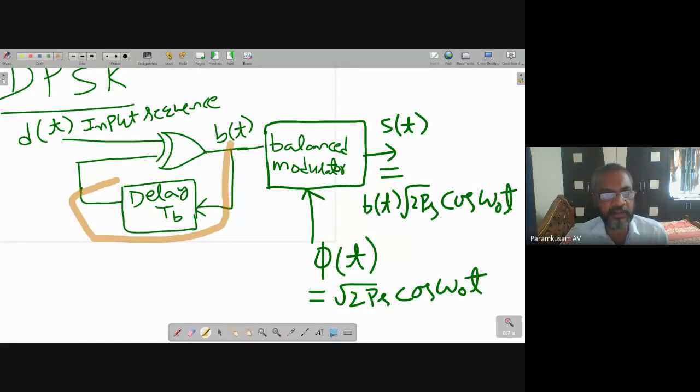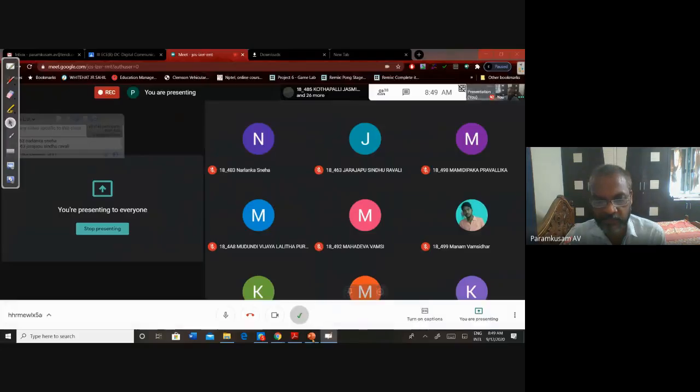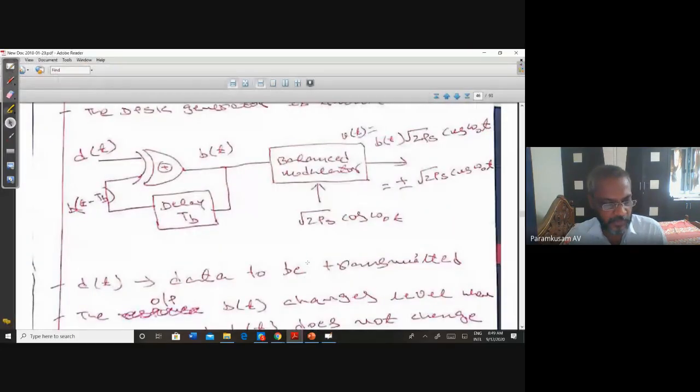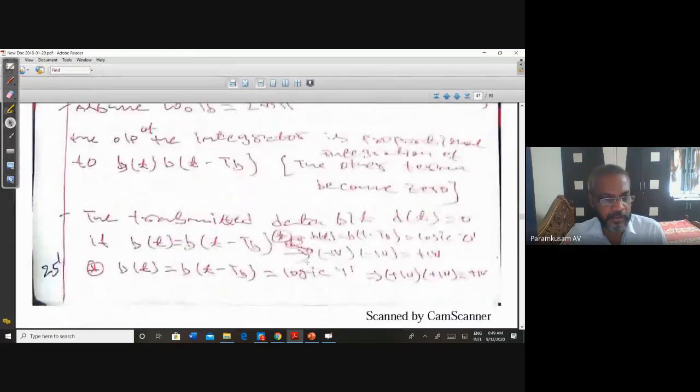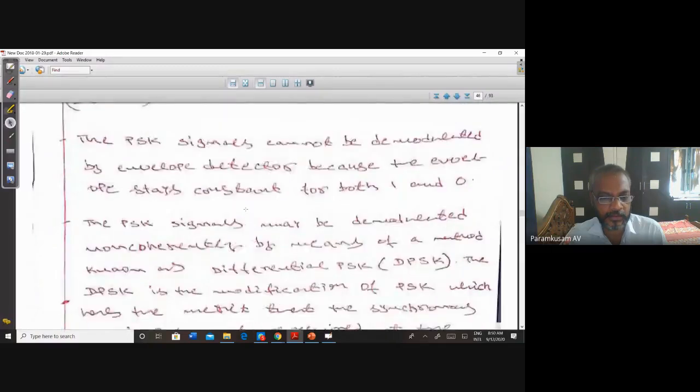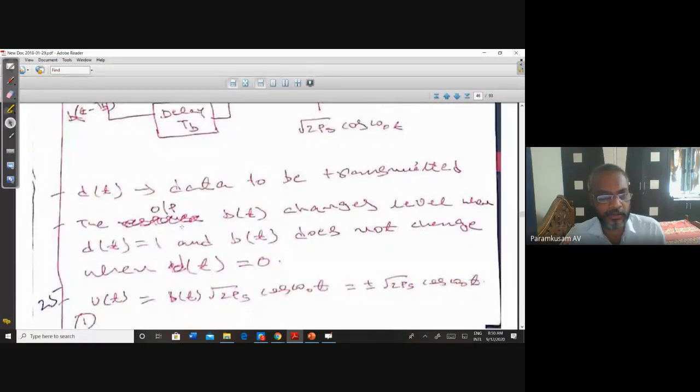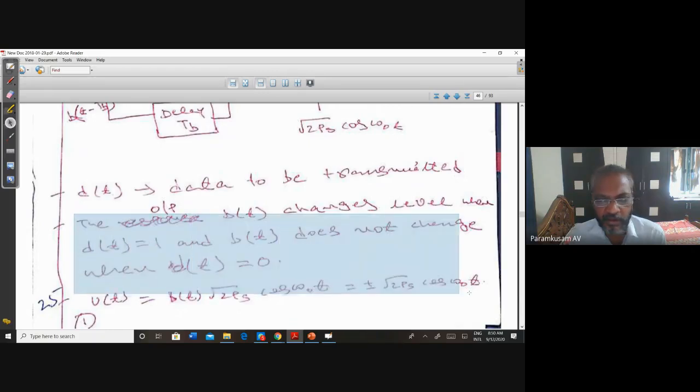ఈ లాజిక్ ఒకసారి మనం చూద్దాం. You note down D of t, data to be transmitted. ఈ స్టేట్మెంట్ అన్నది లాజికల్ స్టేట్మెంట్, ఇదే మెయిన్ ఇంపార్టెంట్, ఇది నోట్ చేయండి.